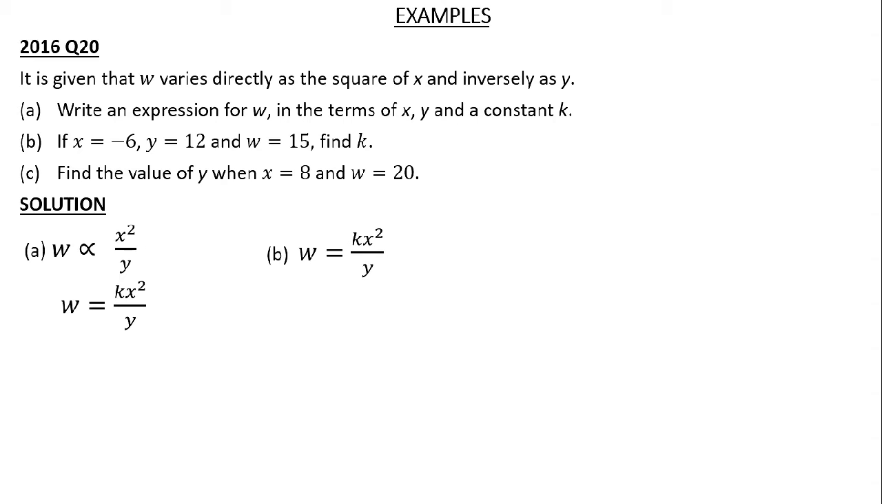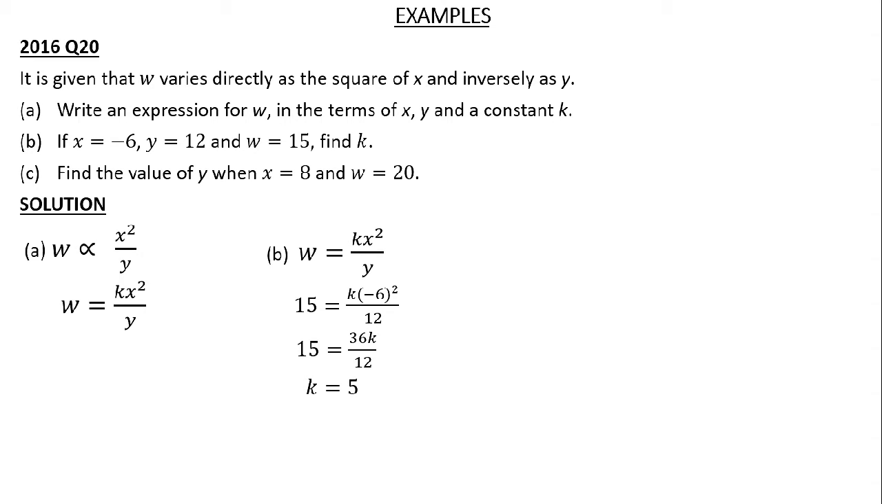To find the value of k, where there's w, we'll replace that with 15. Where there's x, we'll replace the -6. And where there's y, we'll replace 12. It will look like that. When you multiply -6 by itself twice, you get 36. So we'll have 36 over 12. 12 into 12, 1. 12 into 36, 3. So we'll have 3k. Divide both sides by 3. Our k will be equal to 5.